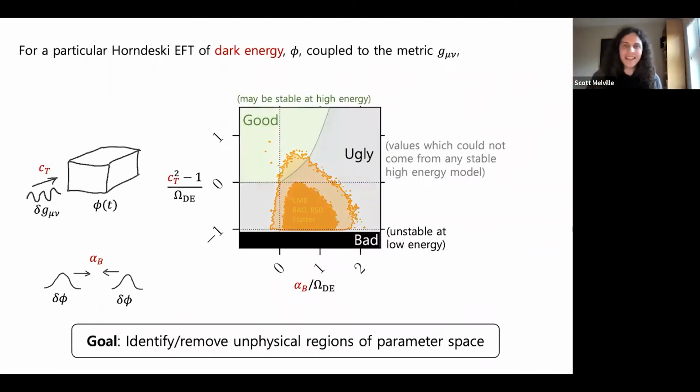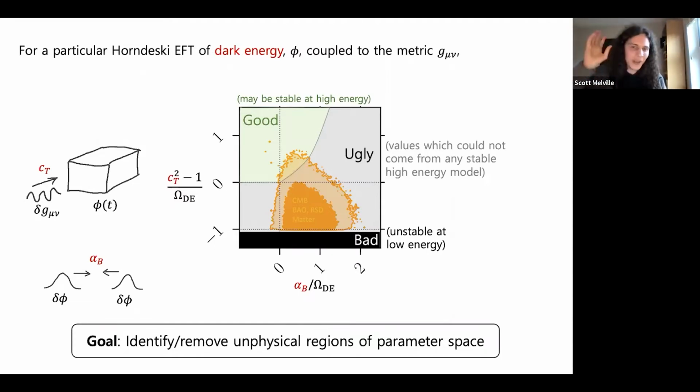So as promised in the title of the talk, the goal is to try and identify what regions of this parameter space are good, bad, and ugly. The really important one, the focus of today's talk, is identifying this ugly region, this gray region of parameter space, which corresponds to values of CT and alpha B which might look fine at low energies, but actually could never be realized from any consistent, stable, high energy theory.